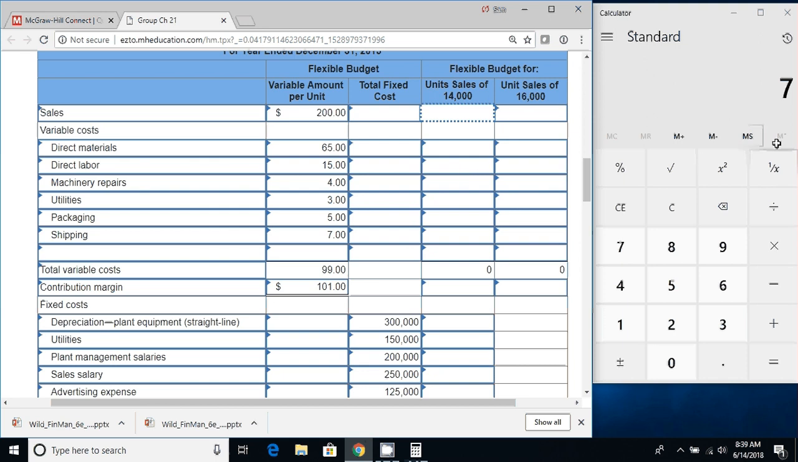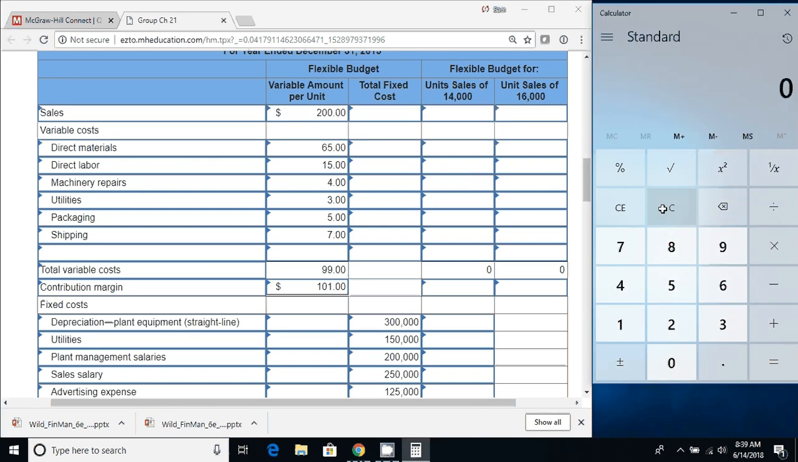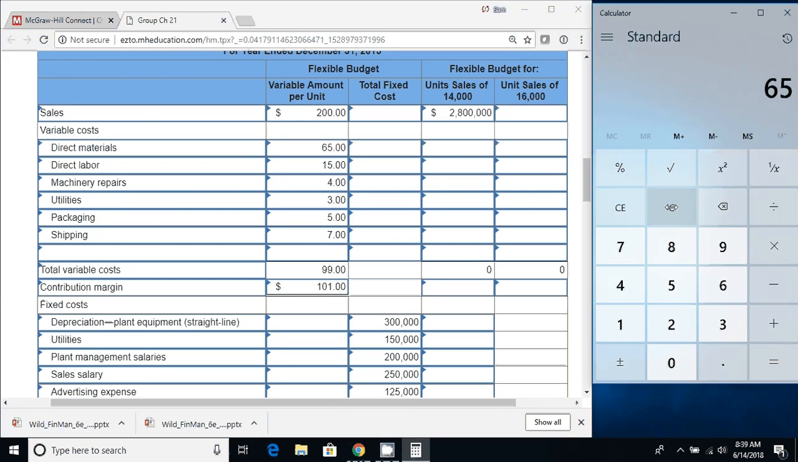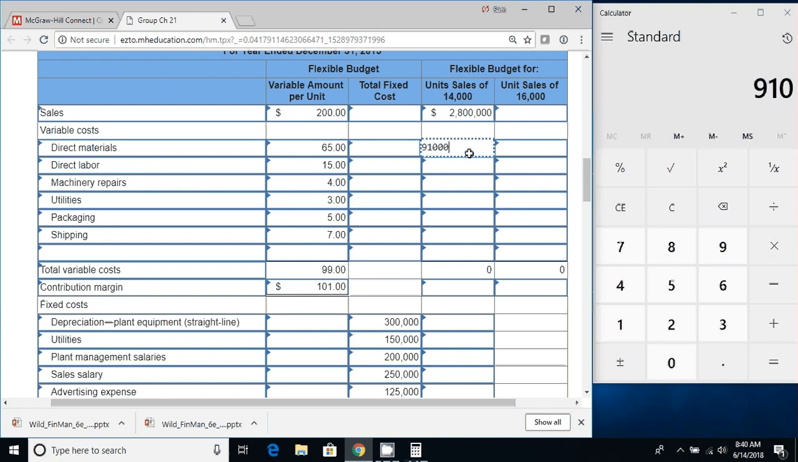What's going to be unit sales at 14,000? You got it, right? So 200 times 14,000. It's going to be 2,800,000. I mean, it's no more difficult than that. I'm not going to do all of these, but 65 times 14,000 is not 910,000 because I typed something wrong. 65 times 14 is going to be, oh, it is 910,000. I didn't type anything wrong. 910,000. Sorry about that.